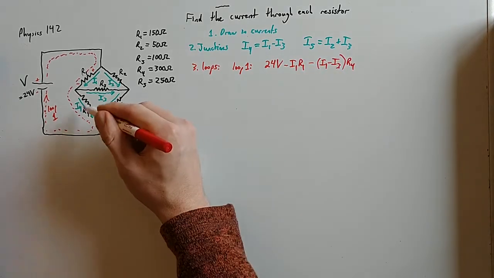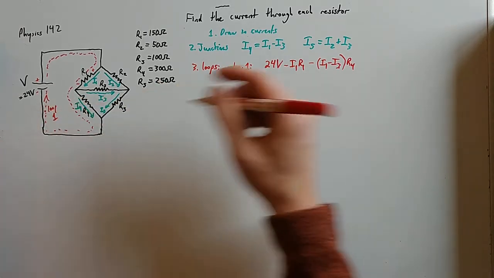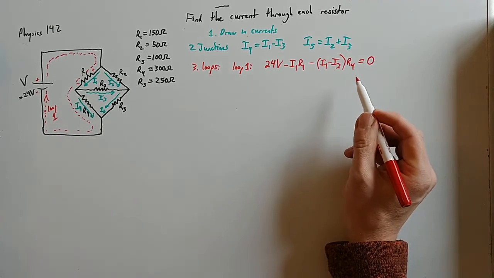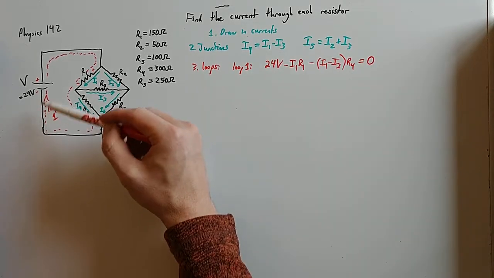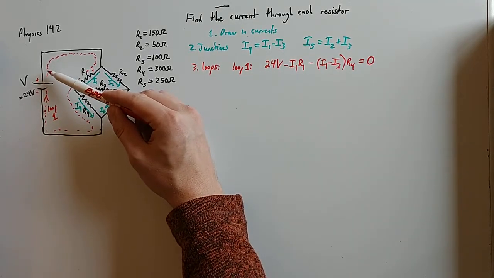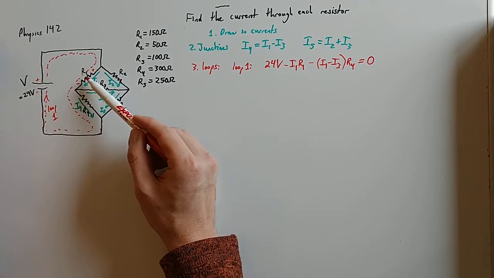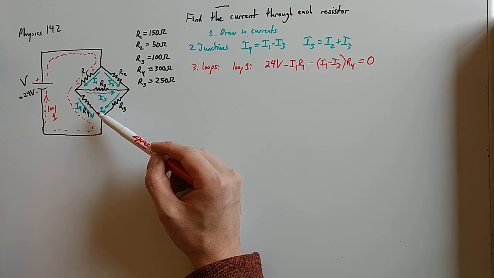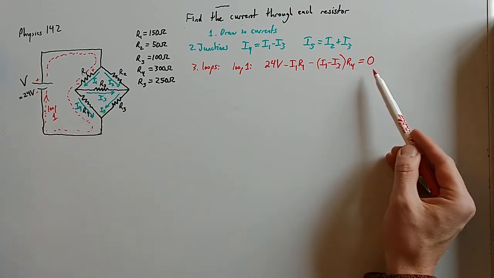And then we're going to get back to where we started. And so if you get back to where you started, all of these potential changes added together should add to 0. All right, so by going around this loop, we gained some potential going across the battery, we lost potential going across R1, and we lost more potential going across R4, and so we write all of those down in this loop.